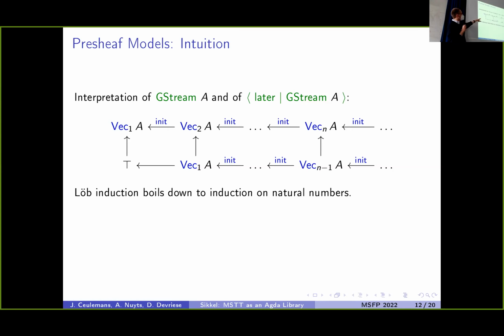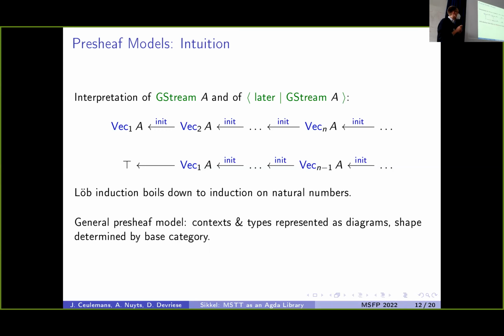So we start with this value of the unit type. We construct a vector of 1 out of it. We use that vector of 1 to construct a vector of 2, etc., etc. And so, as you can see, by representing types as diagrams of this shape, we can easily interpret these new primitives like the later modality and loop induction.